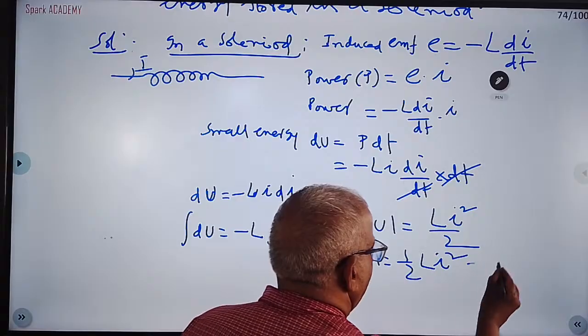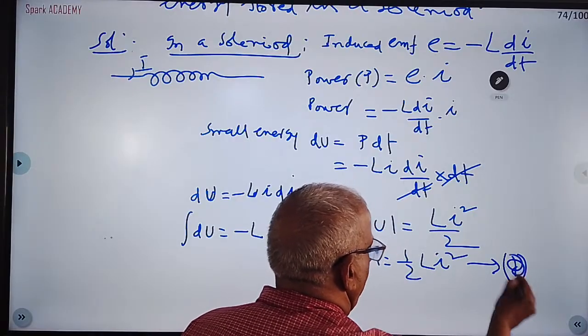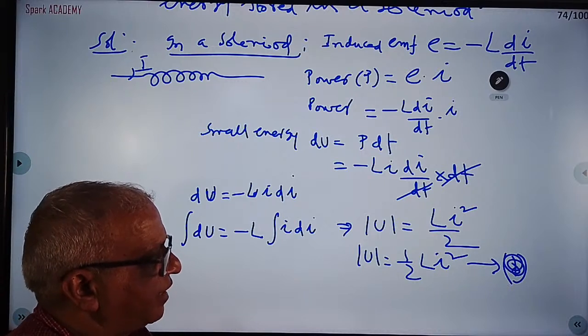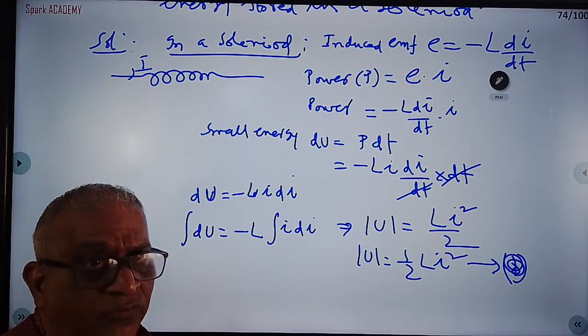Half L i square. If you do up to this, it is enough actually. Half L i square is the magnetic energy stored. What is L? Self-inductance. i is current. Magnetic energy stored is half L i square.